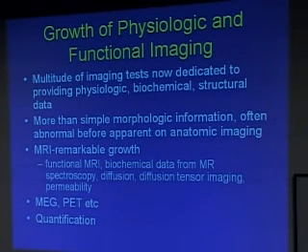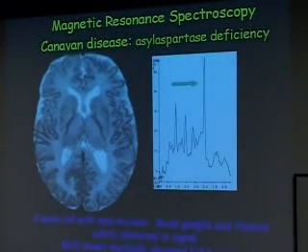MR in particular has shown a lot of growth in this area with the functional imaging of the brain, biochemical information from spectroscopy, as well as other types of imaging has grown significantly. Another important aspect that has grown is our ability to quantify the information and provide that information to our physician.